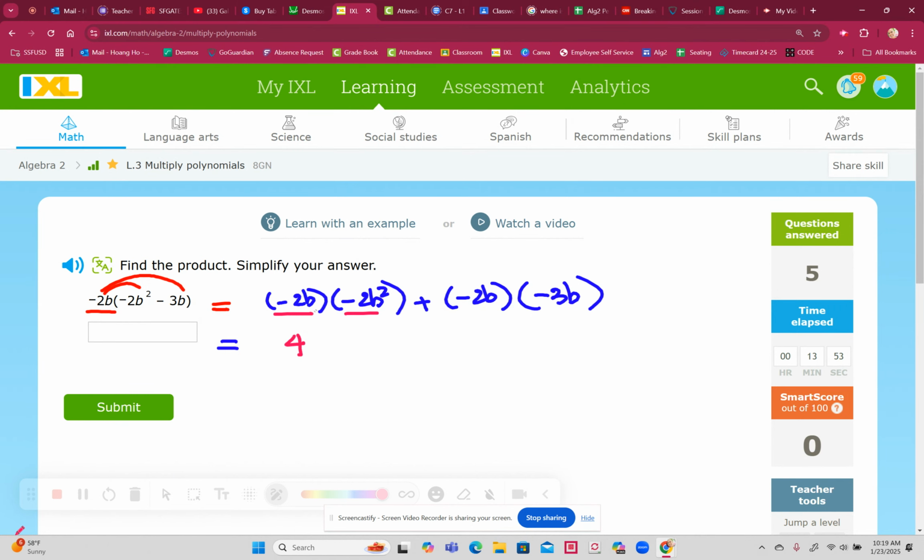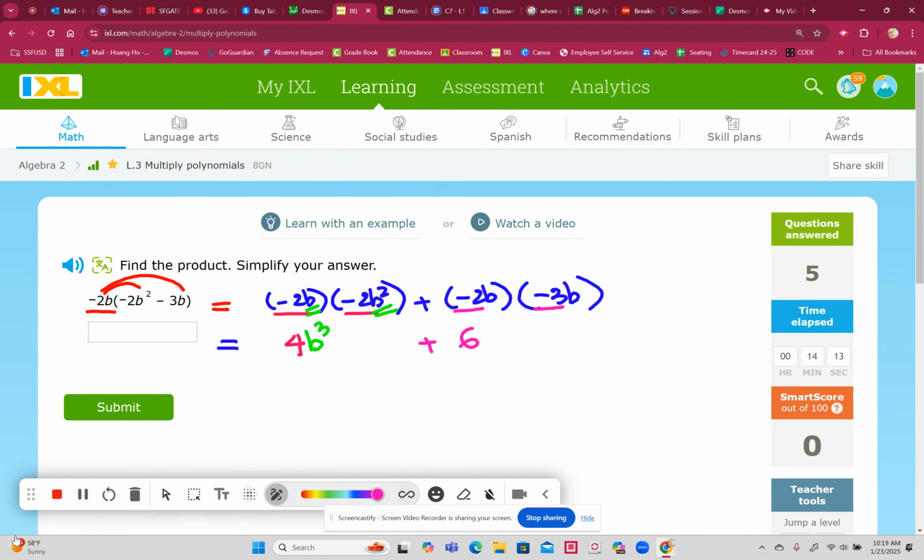And then let's do the letter here. B multiplied with b squared, so that should be b cubed. And now go back to the number over here. Negative 2 times negative 3 will be positive 6. And now the letter with letter. B with b, that's a b squared. That's it. And these two terms you cannot combine together, so that's the final answer.